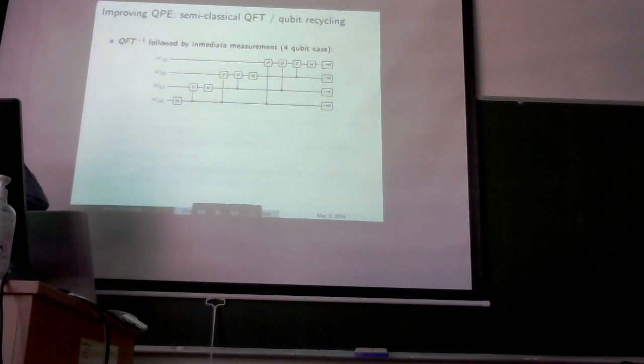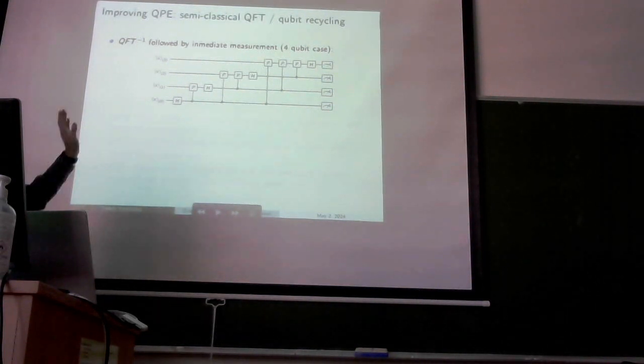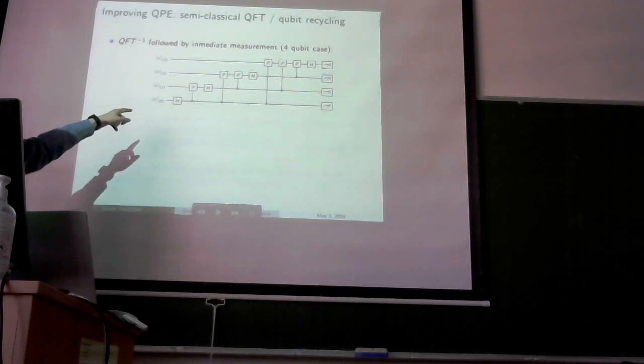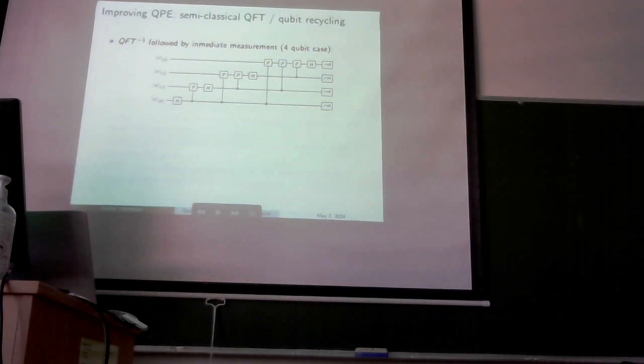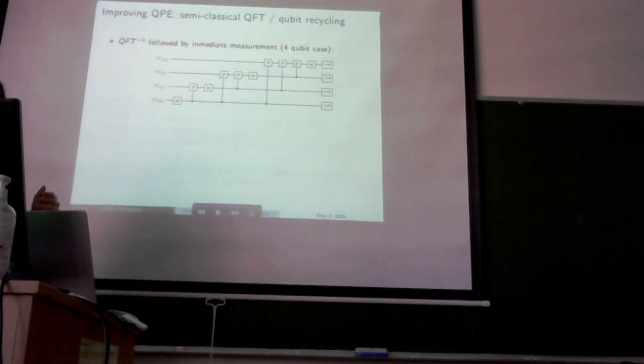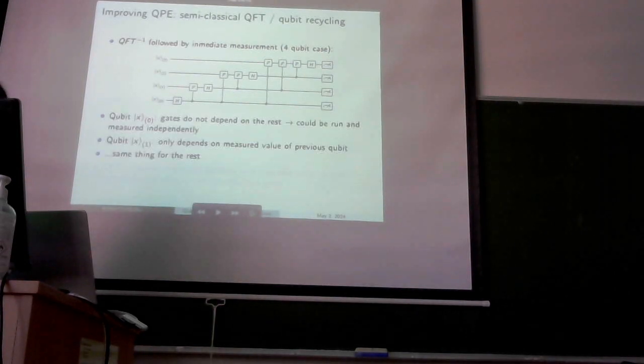This is just a simple inverse QFT in the 4-qubit case, followed by an immediate measurement. You might notice that the first qubit, the one down here, only has a Hadamard gate, so it doesn't have any gates which depend on the qubits above. So it could be run separately without depending on the other qubits.